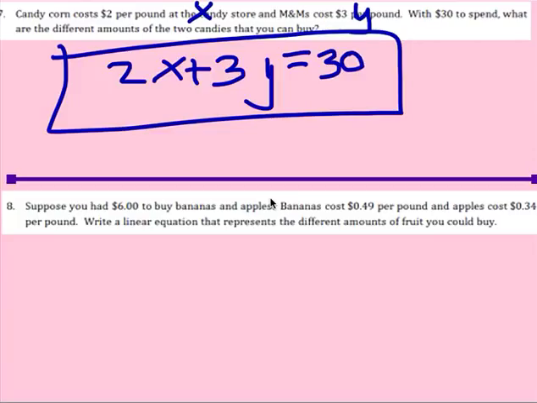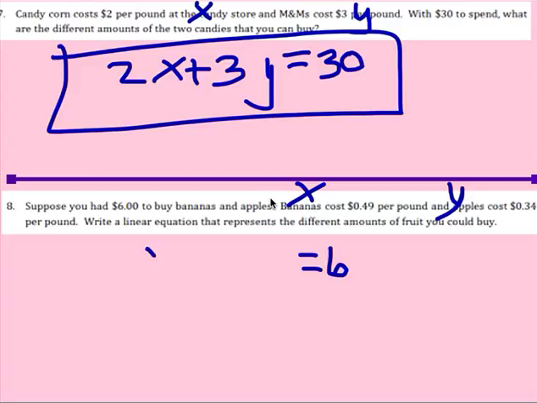Last but not least, let's take a look at number 8. It says, suppose you had $6 to buy bananas and apples. Bananas cost 49 cents per pound and apples cost 34 cents per pound. Write a linear equation that represents the different amounts of fruit that you can buy. Okay, so we have $6 that we can spend. I'm going to let X represent bananas and Y represent apples.